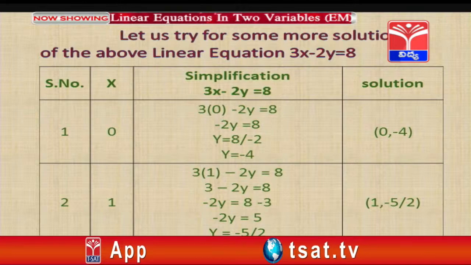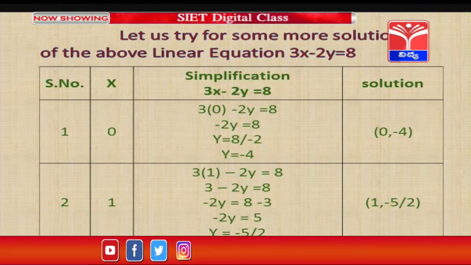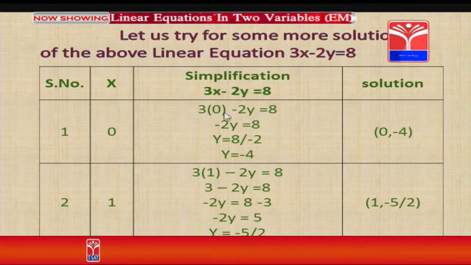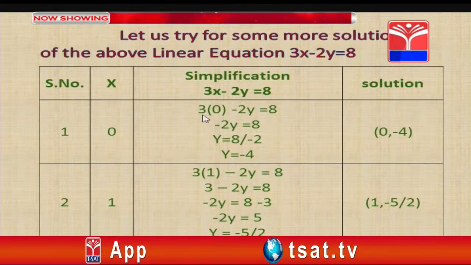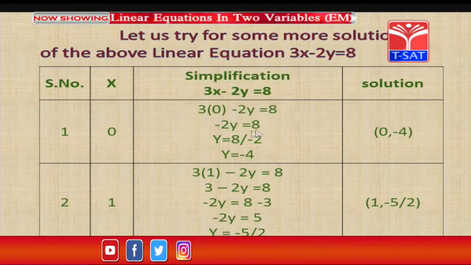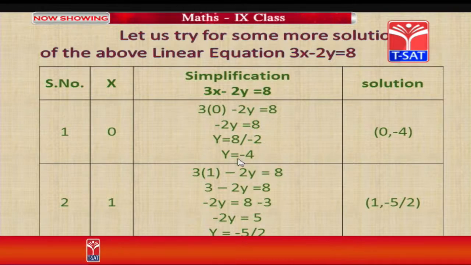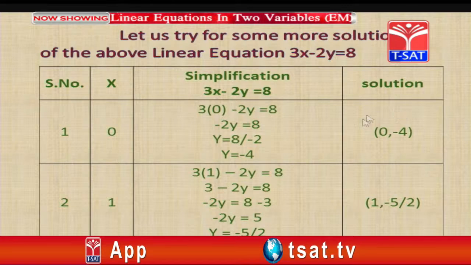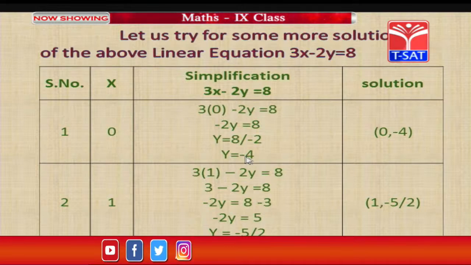Suppose if I keep x as my choice, that means I am going to take the values for x. Here you please see, in the first, if I take x value as 0, then the equation becomes 3 into 0 minus 2y is equal to 8. That means my 3 into 0 is 0, so there is no use of writing again. Of course, minus 2y is equal to 8, that means y is equal to 8 by minus 2, where y is equal to minus 4. That means my solution set is 0 comma minus 4. Are you clear now? When I take x value 0, I am getting y value as minus 4.